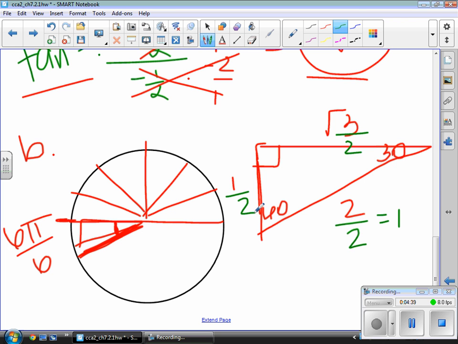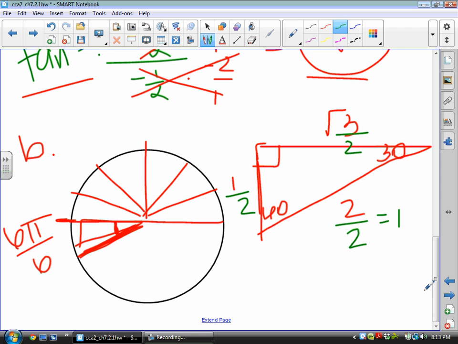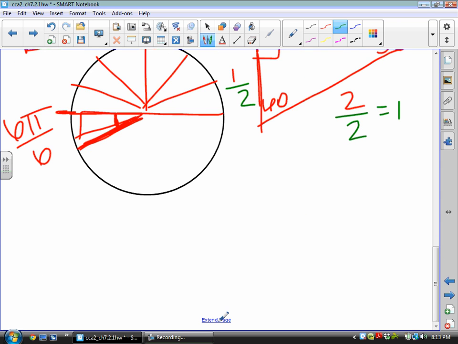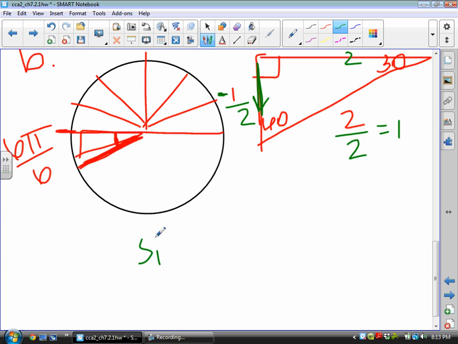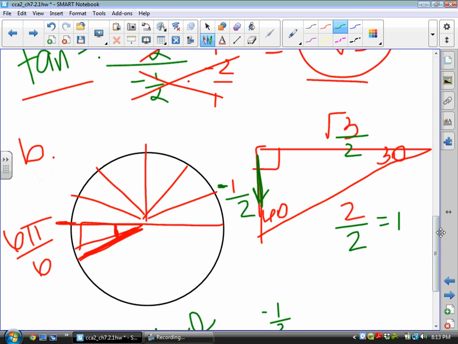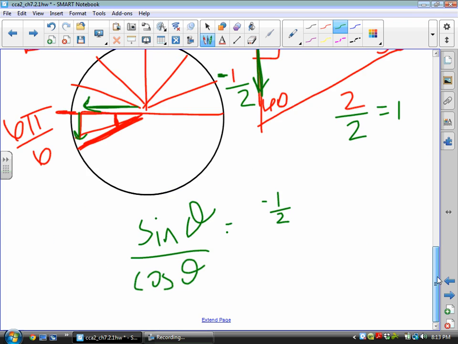Now I want tangent, again, of this one. Tangent is sine divided by cosine. Sine is going to be my height. This time I'm going below the ground, so that's negative. Sine of the angle is negative 1 over 2, divided by cosine of the angle. I'm going to the left of the center of the circle, and left and down are both negative, so this is really negative radical 3 over 2.